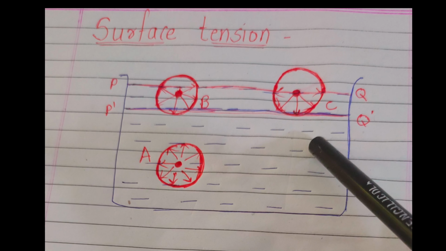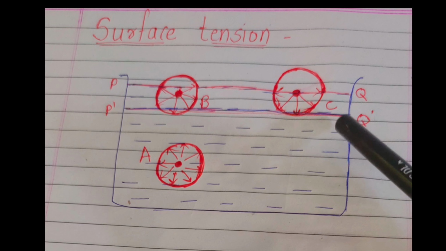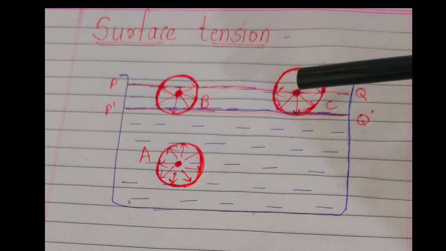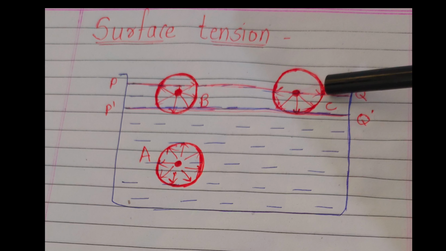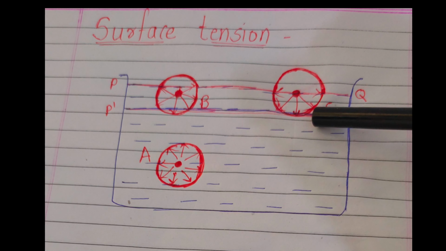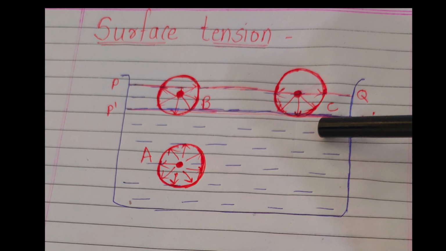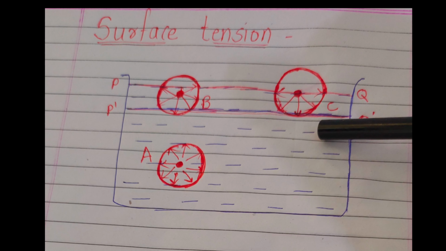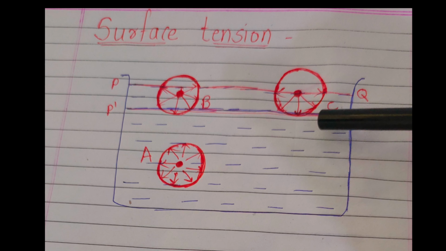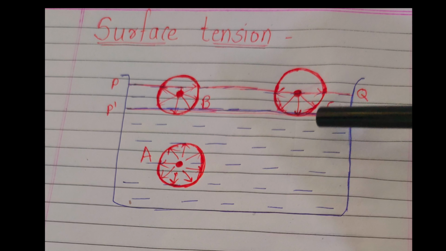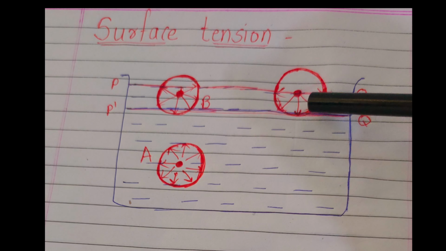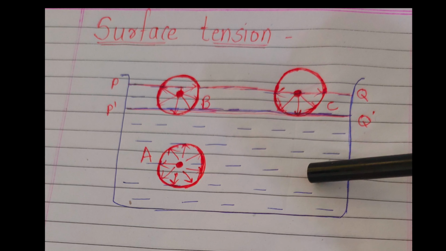Right? Now let us discuss C. What is happening in case of C? 50% of the molecule C consists of air and 50% consists of water. So what is the net resultant force? The net resultant force is a cohesive downward force. So the net resultant cohesive downward force is pulling the molecule C within the liquid.